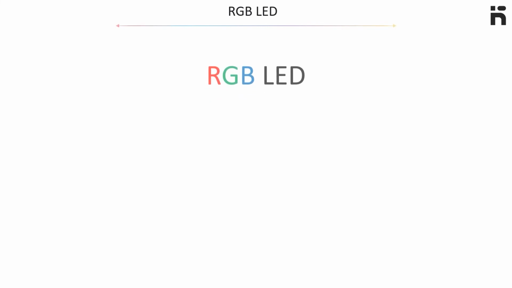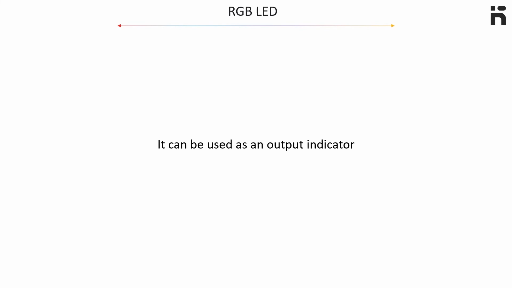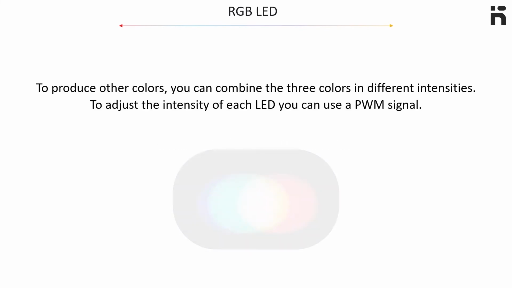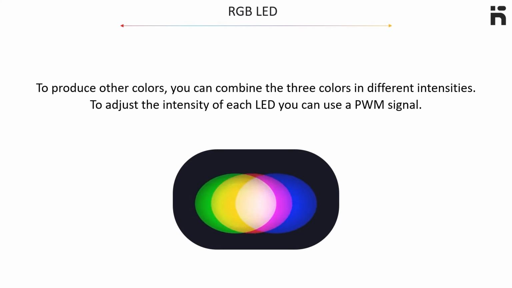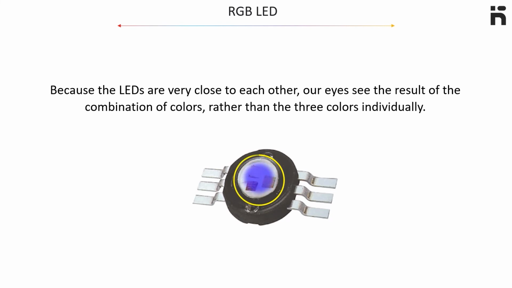RGB LED. RGB LED stands for red, green, blue LED. It can be used as an output indicator. To produce other colors, you can combine the three colors in different intensities. To adjust the intensity of each LED, you can use a PWM signal. Because the LEDs are very close to each other, our eyes see the result of the combination of colors rather than the three colors individually.